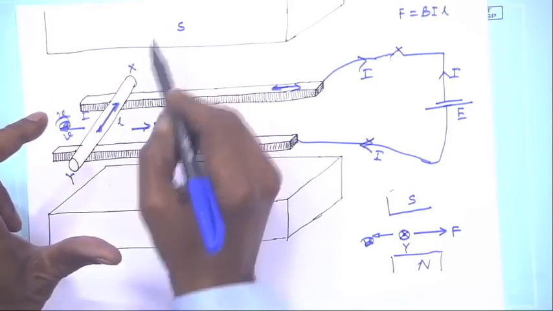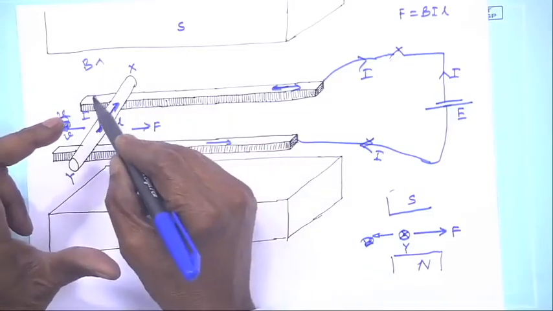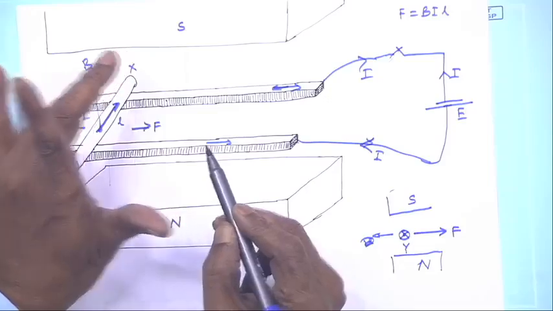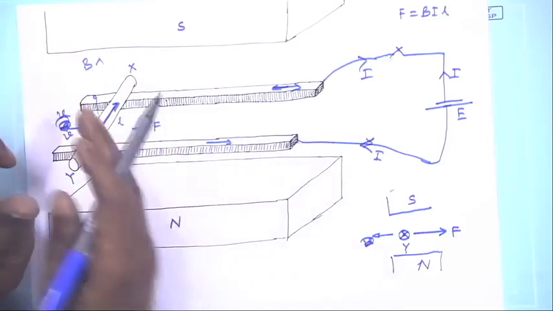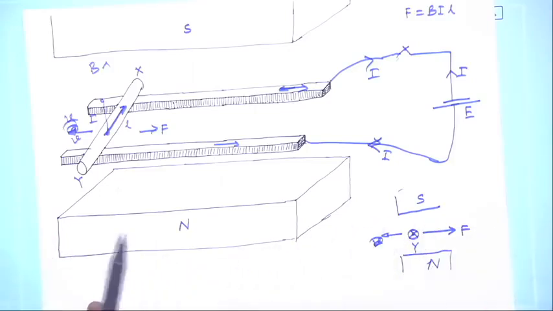This is B, this is I, B is this way, this is I and this is the force, it will move. But the point is, the moment it starts moving, a very interesting thing happens. What is that interesting thing?